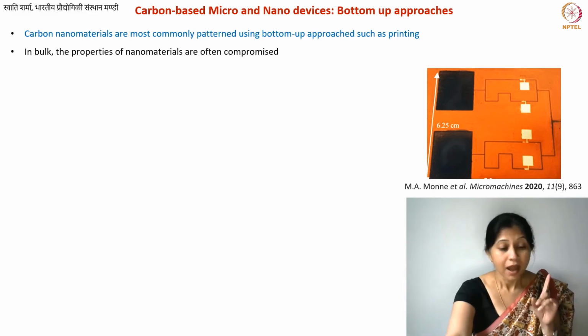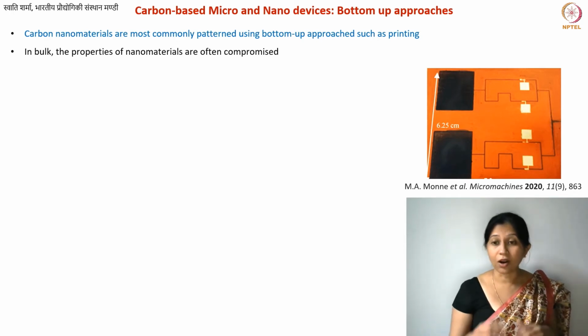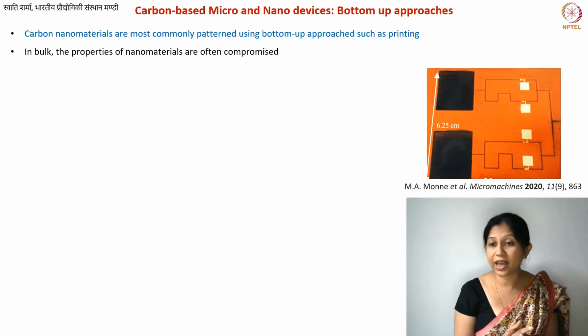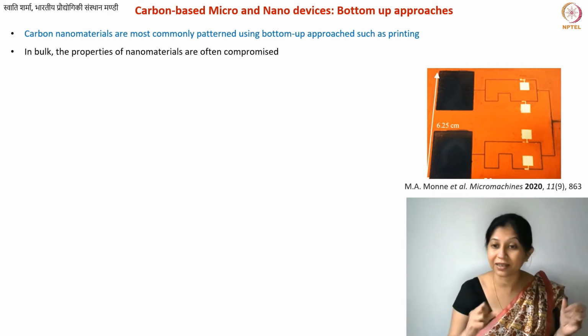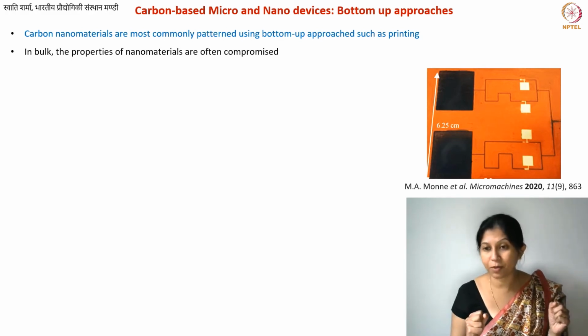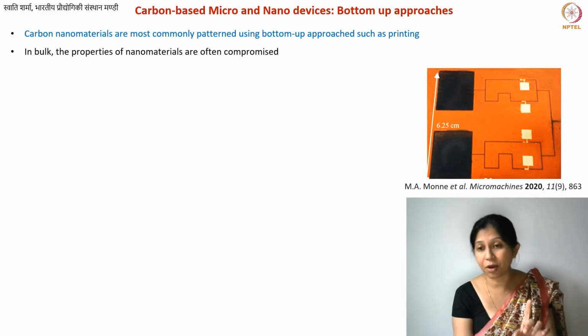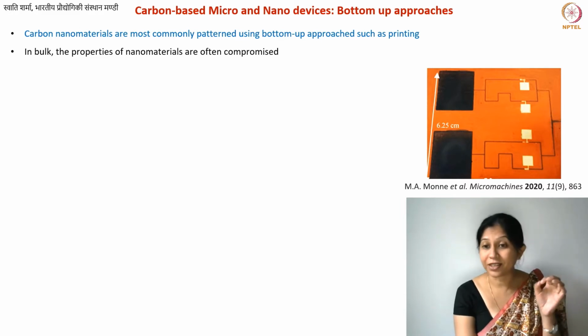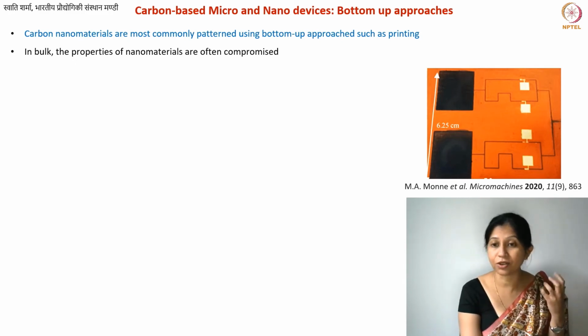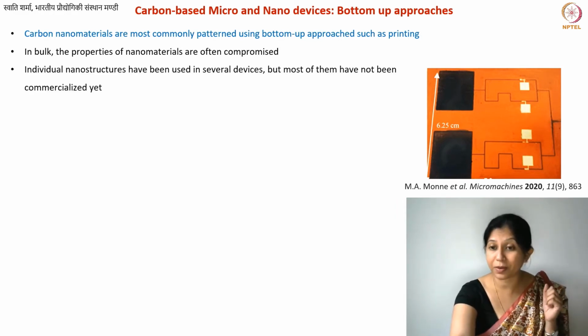Okay. However, as I have mentioned multiple times in all the nanomaterial lectures, when you're using a nanomaterial in bulk, you're often compromising the properties. You're not going to get the properties of a single graphene sheet or single carbon nanotube when you're doing printing like this, and when you're really making a bulk type of structure. So your properties will definitely be compromised. Still, you can get reasonable properties.